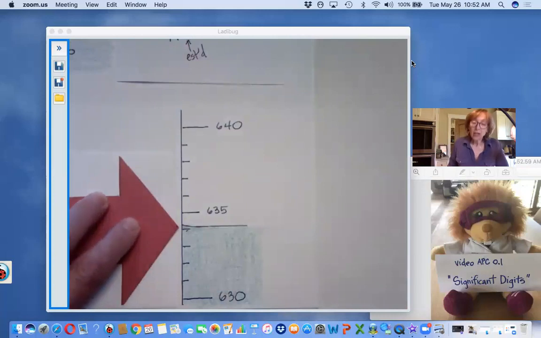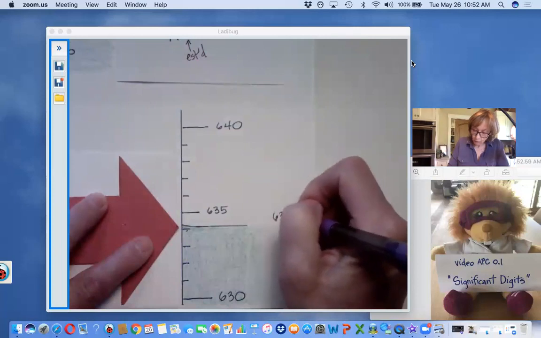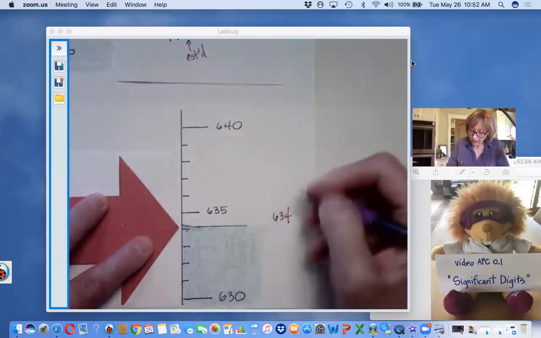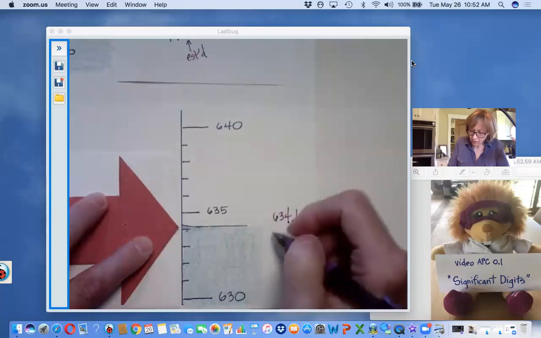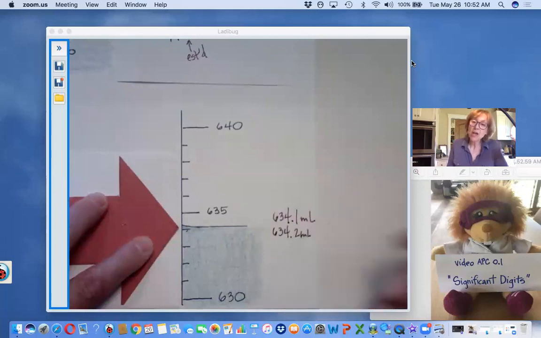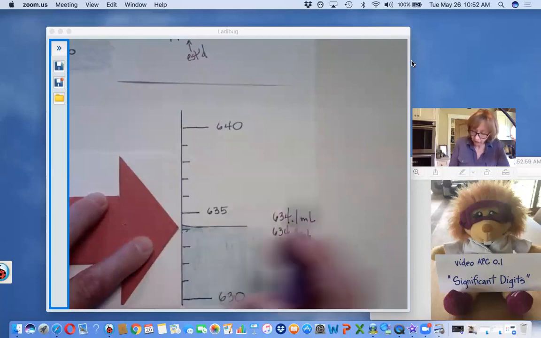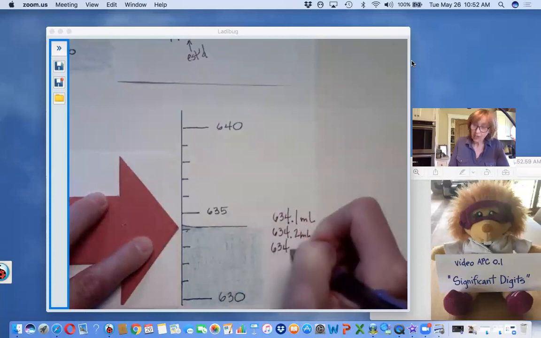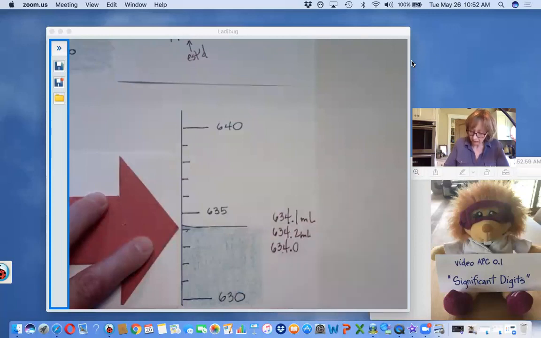Okay, so some might call that 634 and just a hair above the line, 634.1 milliliters. Someone else may read that as a little bit more than a hair above. They might call it 634.2 milliliters. And someone else might come along and say, that bottom of the meniscus looks to me like it is right on the 634 line, in which case they are certain of 634 and they're estimating 0/10.